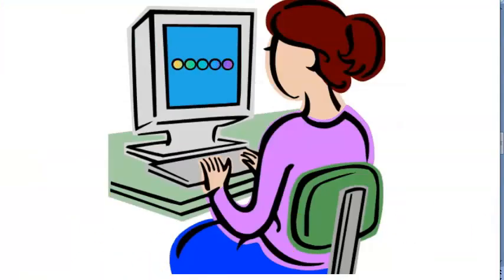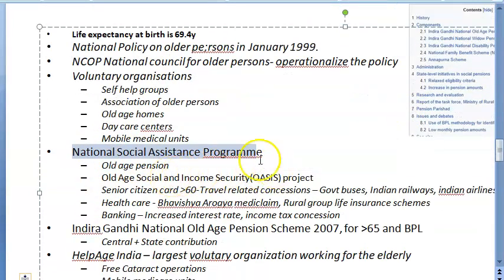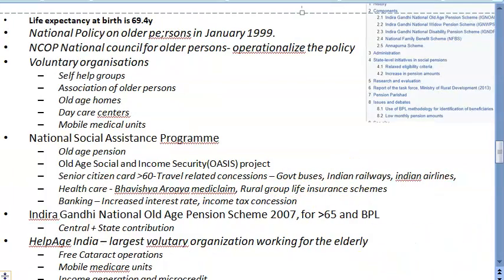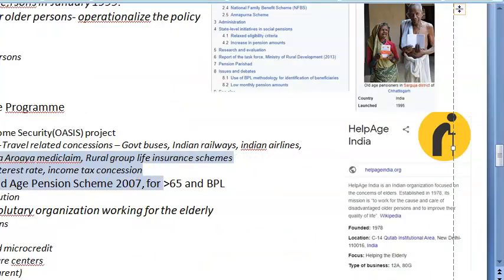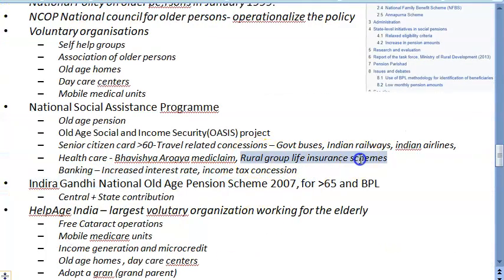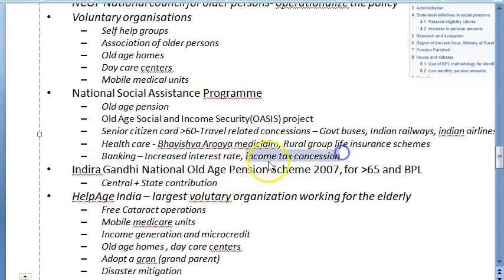Okay, guys, focus. We are looking at health status of aged in India. National Social Assistance Program. Social actually means a little money here. Old age pension, social and income security, OASIS, Old Age Social and Income Security Project. Senior citizen card, they can get above 60 years. They can have travel concessions in government buses, in the railways, in Indian Airlines, etc. They have insurance like for healthcare, Bhavishya Arogya, Mediclaim, and life insurance like rural group life insurance schemes. Banking, they get increased interest rate for fixed deposits, etc. They have income tax concession also.